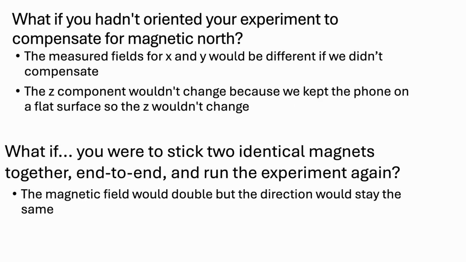Finally, what if you hadn't oriented your experiment to compensate for magnetic north? The measured fields for x and y would be different if we didn't compensate because they would take into account the magnetic north. The z component wouldn't change because we kept our phone on a flat surface, so the z wouldn't change even if we didn't compensate for magnetic north. What if you were to stick two identical magnets together and run the experiment again? The magnetic field would just double, but the direction would stay the same, since the two magnets would act as one magnet, but with double the force.